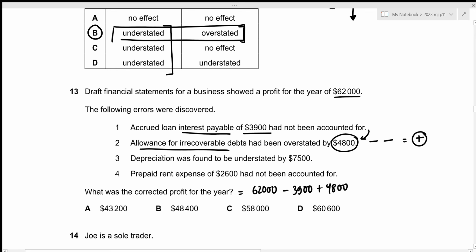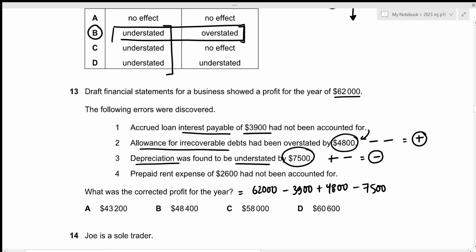For the third one, depreciation was found to be understated by 7,500. If it's understated, we definitely have to add it. But we're talking about depreciation, which you need to subtract in order to figure out the profit for the year. That's a positive and a negative, which results in negative, which just means that we need to subtract this amount of 7,500 in order to rectify this error.